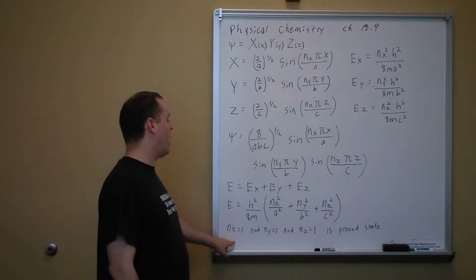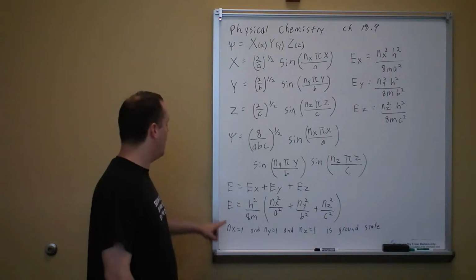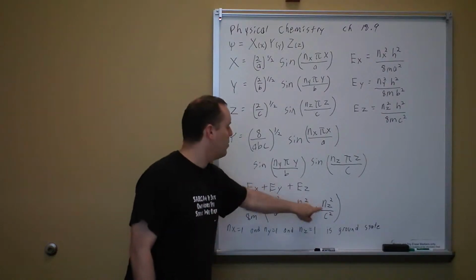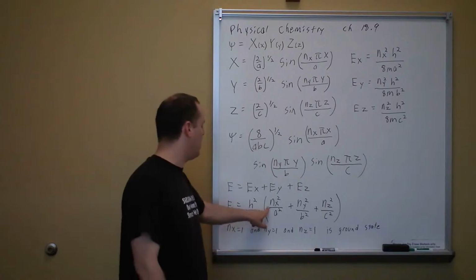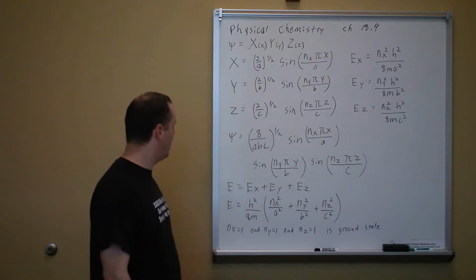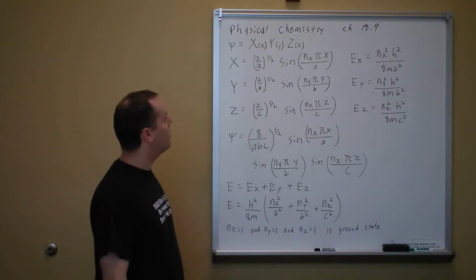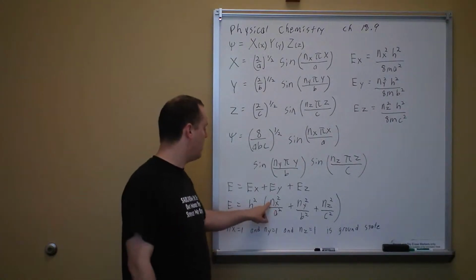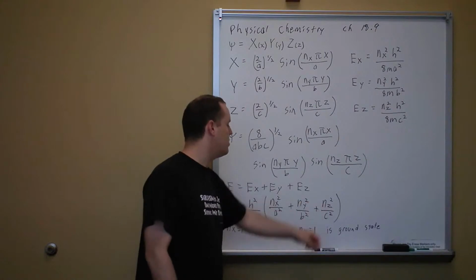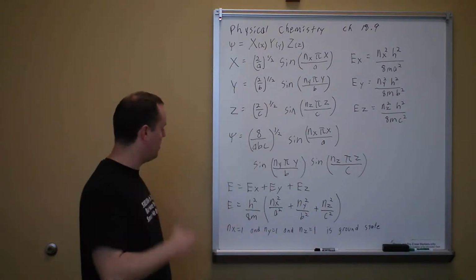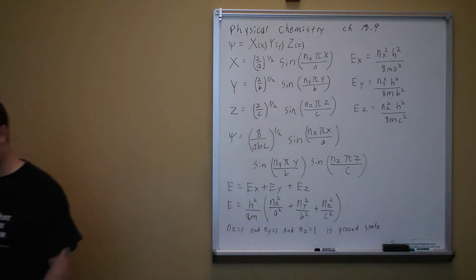Now, the ground state then: these n numbers are separate for each dimension, so the ground state would be where all 3 are equal to 1. So when nx equals 1 and ny equals 1 and nz equals 1, that's your ground state. And if they could be higher numbers, 2, 1, 1, or 1, 2, 2, you've got a higher energy system, an excited state.